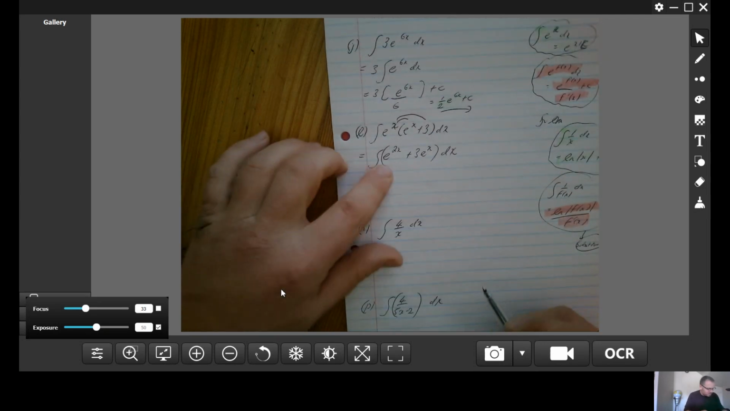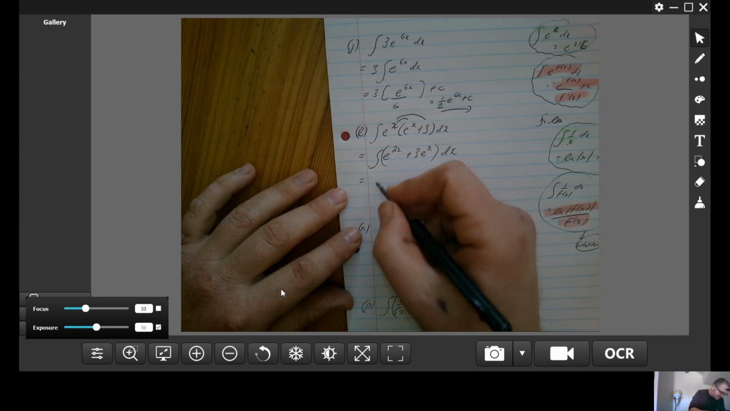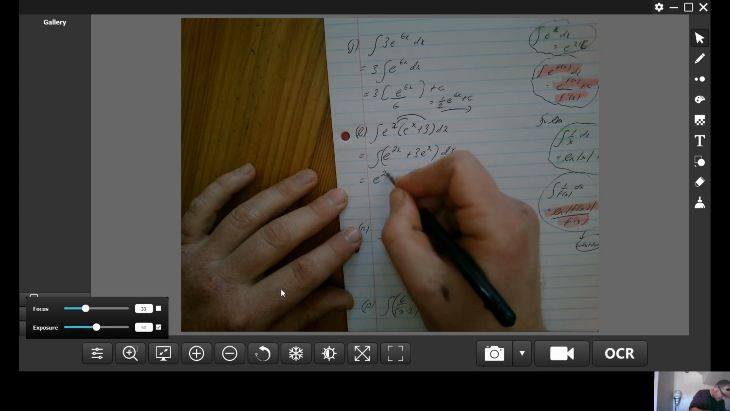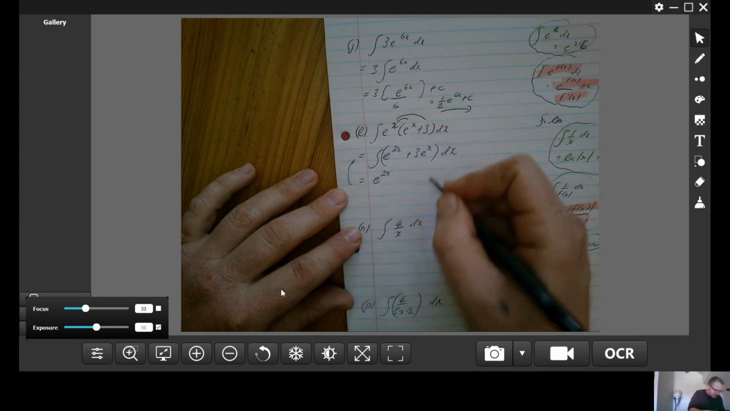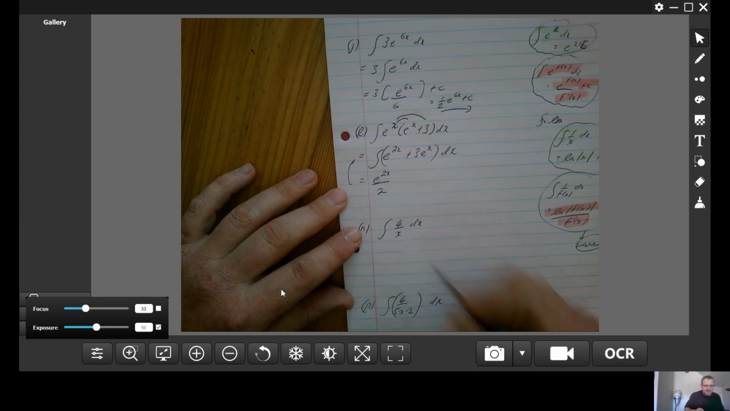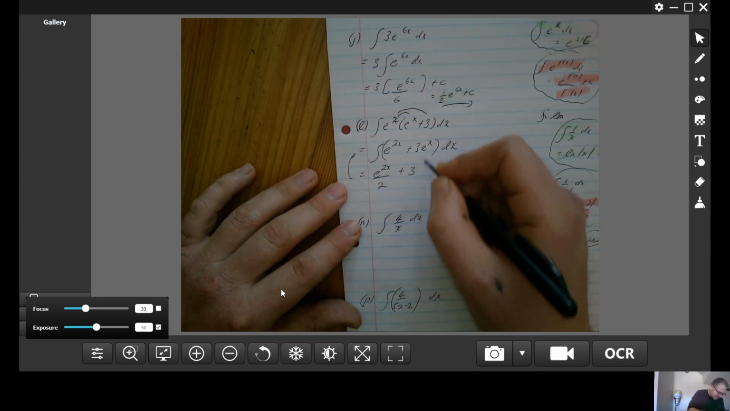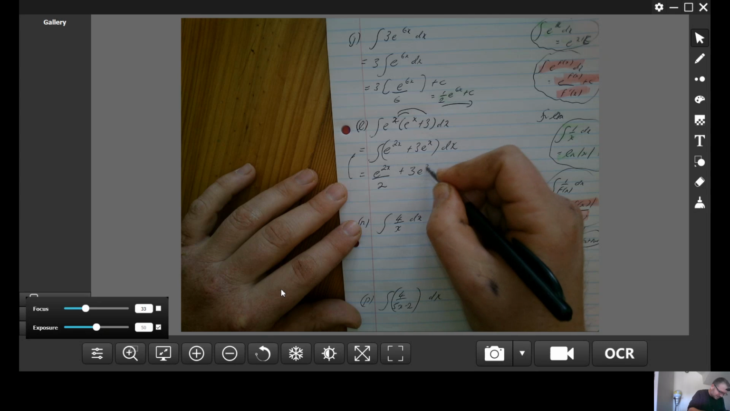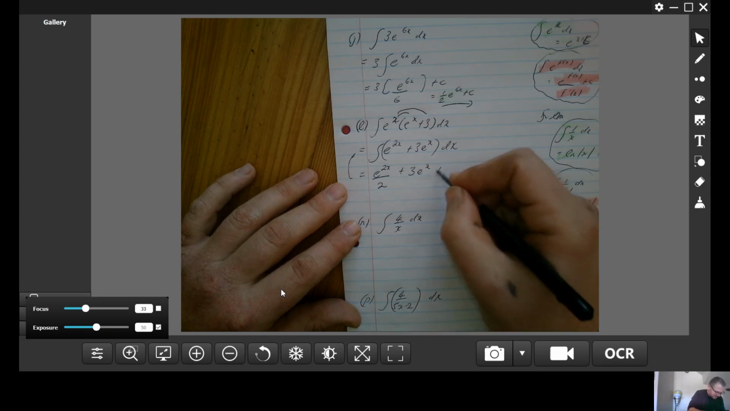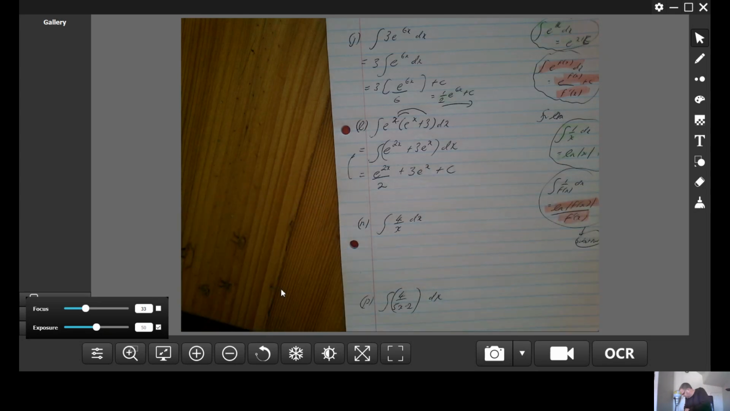And now, how do we integrate e to the 2x? Well, to get back to e to the 2x after I differentiate, I'm going to have e to the 2x times 2, so to compensate, divide by 2. Here, we take out the constant, and to get back to e to the x, this is going to be e to the x plus a constant. So there's your answer: a half e to the 2x plus 3e to the x plus a constant.